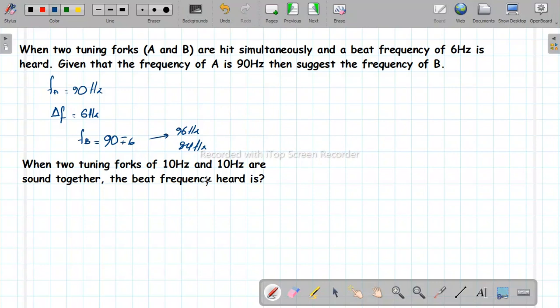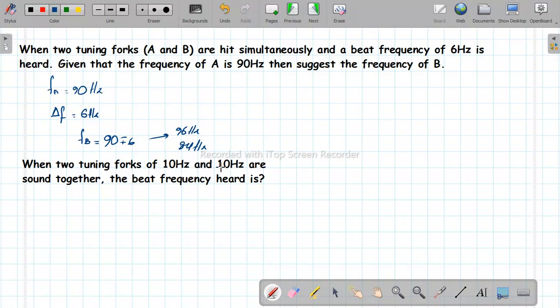When two tuning forks of 10 Hz and 10 Hz are sounded together, what is the beat frequency heard? Using the same idea, beat frequency is the difference of the frequencies of sound sources, right? क्योंकि दोनों की frequencies are exactly same, so beat will not be observed, right?